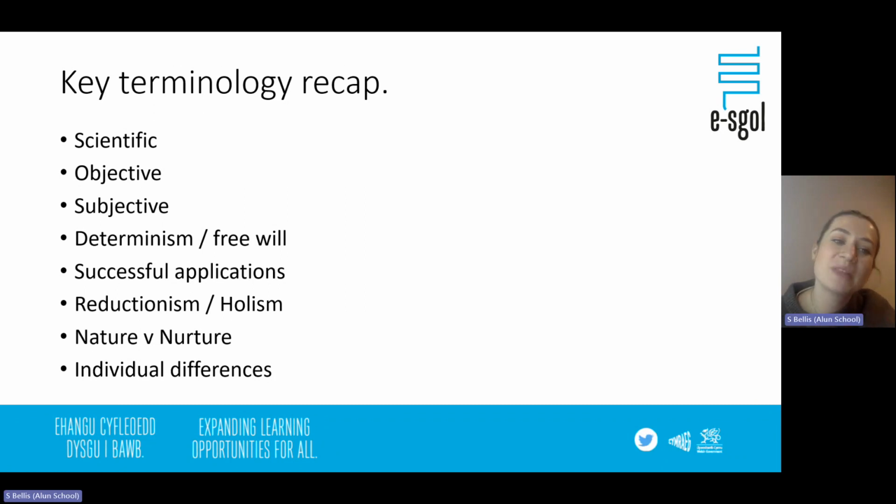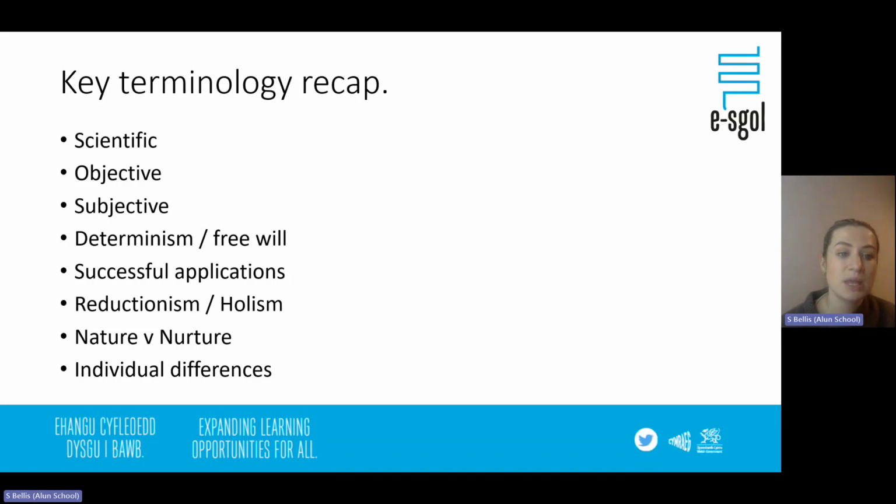Oh, there we go. We can apply what we have learned within the approach to a wider setting. So, for example, if a part of psychology has helped us to understand something, then it has a successful application. It can be applied elsewhere, outside of just within the approach of psychology. Then we have got reductionism and holism.